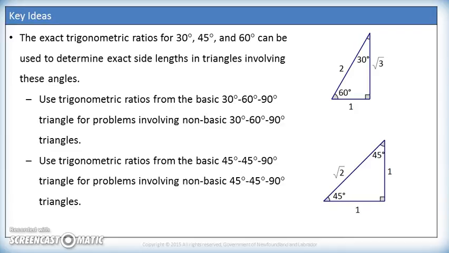As a quick conclusion, the exact trigonometric ratios for 30, 45, and 60 can be used to determine the exact side lengths in triangles involving these angles. Just be sure to choose the appropriate triangle for the problem.